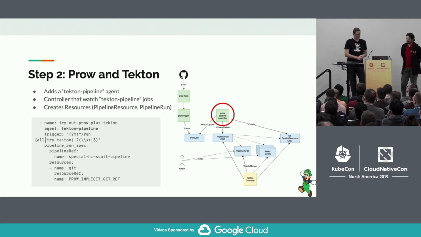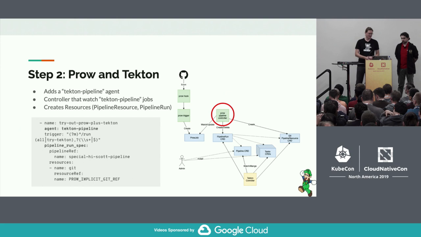Prow has a concept of agent, which is used to execute a certain Prow job, and Prow already had an agent for Kubernetes builds. So a new agent for Tekton pipelines was introduced, and we started using that for our initial release job. The agent will provision the pipeline resources, specifically the Git resource, which points to the Git SHA that we want to test. It will also generate the pipeline run, and this is what the Prow configuration would look like.